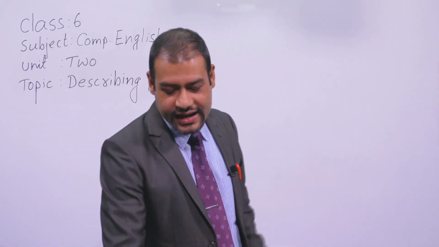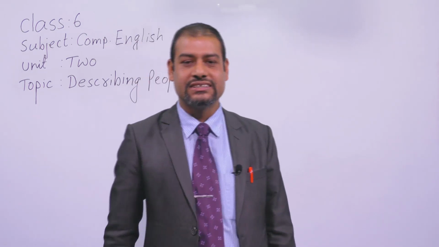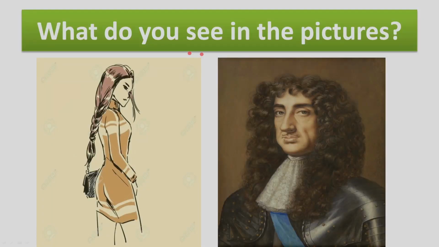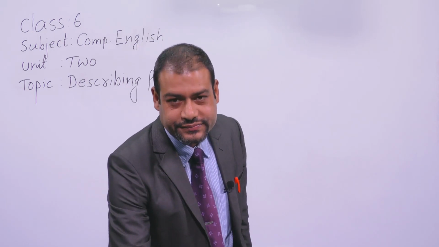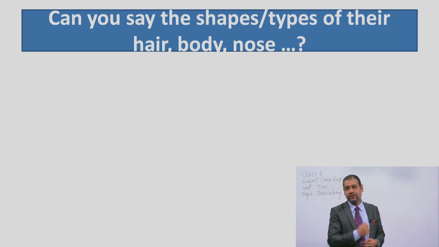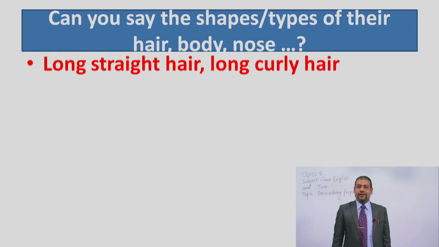For that, I would like to show you the next slide. Please look at it. Can you say the shapes? What is the question here for you? Can you say the shapes or types of their hair, body, and nose? I have already shown you the pictures: this lady and this man, the girl and the man, okay? After looking at these pictures, you have to find out the types of their hair, their body, and their nose. Yes, you are right.